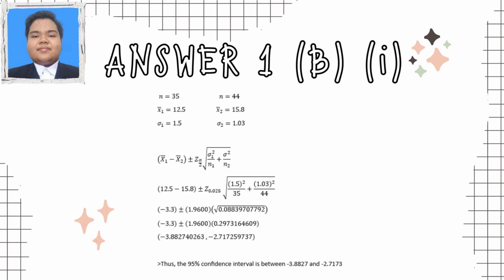The formula is x bar 1 minus x bar 2 plus minus z alpha over 2 multiplied with the square root of standard deviation 1 squared over n1 plus standard deviation 2 squared over n2. Next, enter all the values needed in the equation and we will get the answer. Thus, the confidence interval is between negative 3.8827 and negative 2.7173.